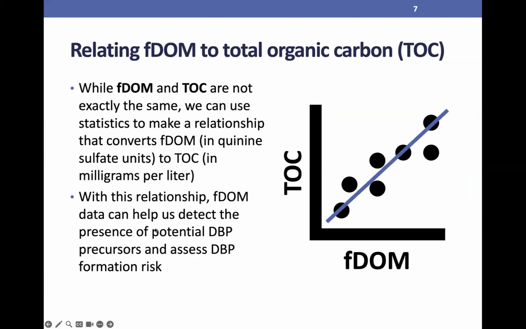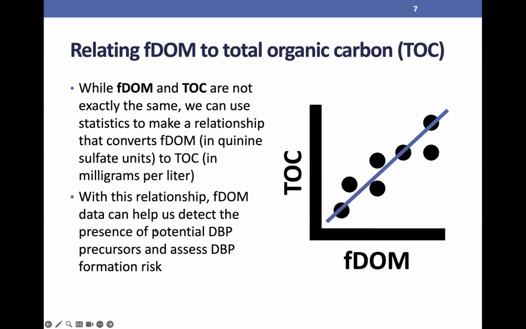While FDOM and TOC are not exactly the same, we can use statistics to make a relationship that converts FDOM in quinine sulfate units to TOC in milligrams per liter. With this relationship, FDOM data can help us detect the presence of potential DBP precursors and assess DBP formation risk.